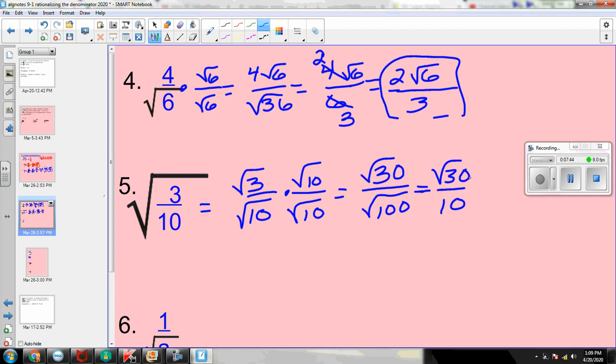Are there any perfect squares that go into 30? 4, no. 9, no. 16, no. 25, no. 36, no. So this would be my final answer.